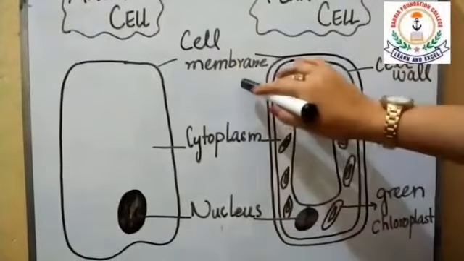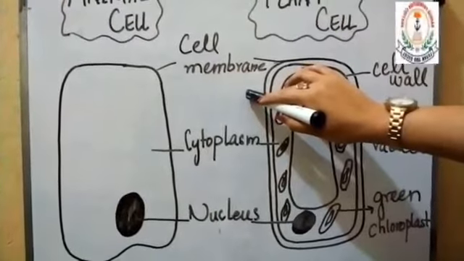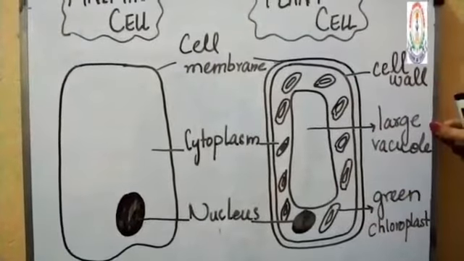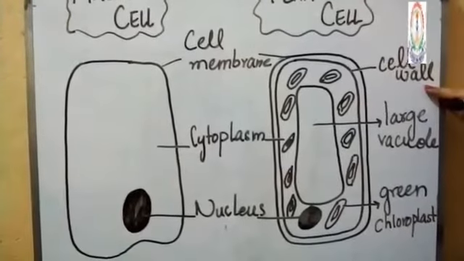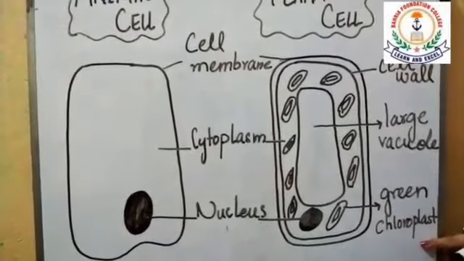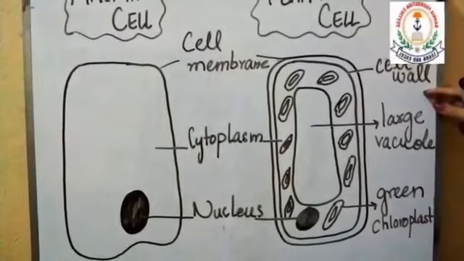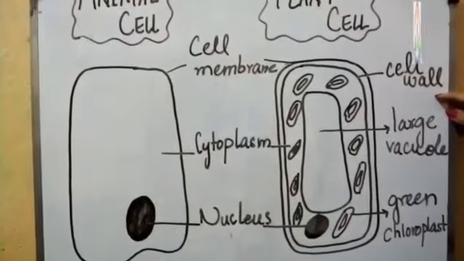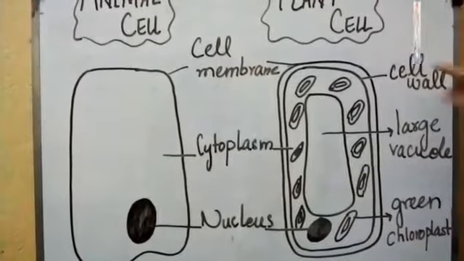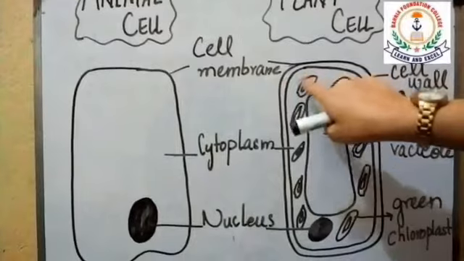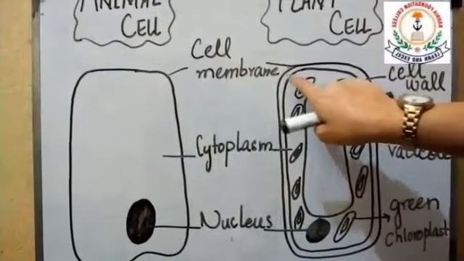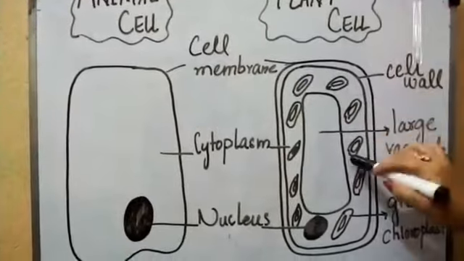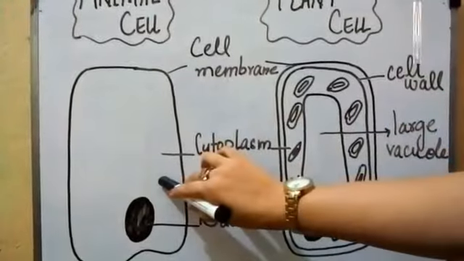In addition to these three parts, which are the basic similarities between animal and plant cells, there are some differences, which are the cell wall, large vacuole and green chloroplast. First of all, let's discuss the cell wall. The cell wall is a rigid, firm coating around the outside of the cell membrane. So you can see this is present outside the cell membrane. First the cell membrane is present and later the cell wall, which is present only in the plant cell, not in the animal cell.